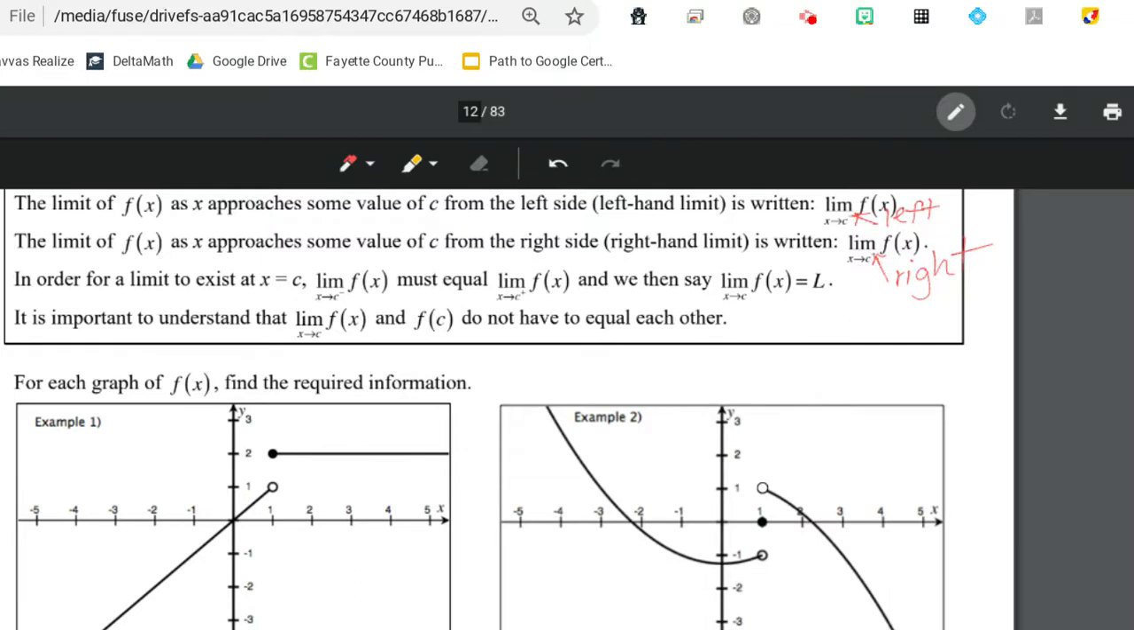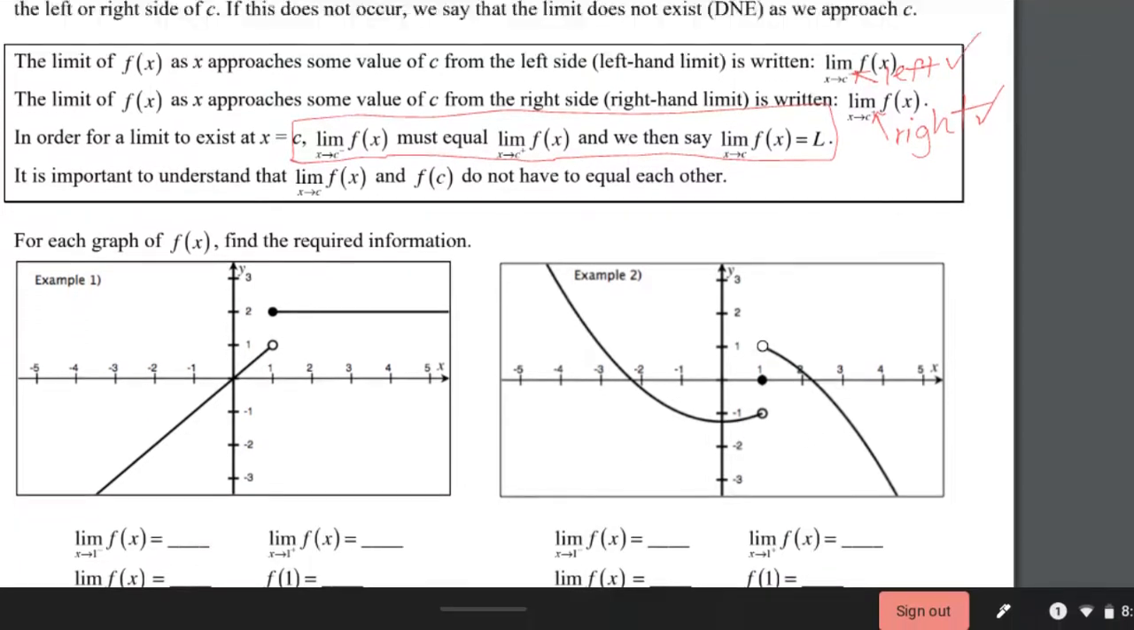And the thing to remember is that whenever we evaluate limits, we're approaching an x value from the left and from the right. And in order for the limit to exist, the limit from the left must equal the limit from the right, and then the limit exists, and we can give that value. So those have to be the same number. Okay, so let's try a couple of these examples here.